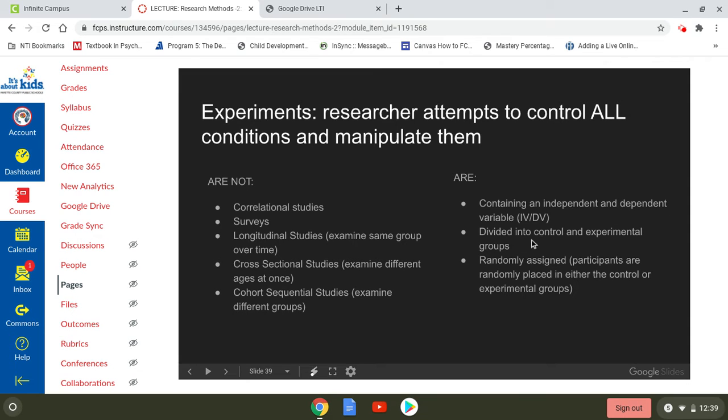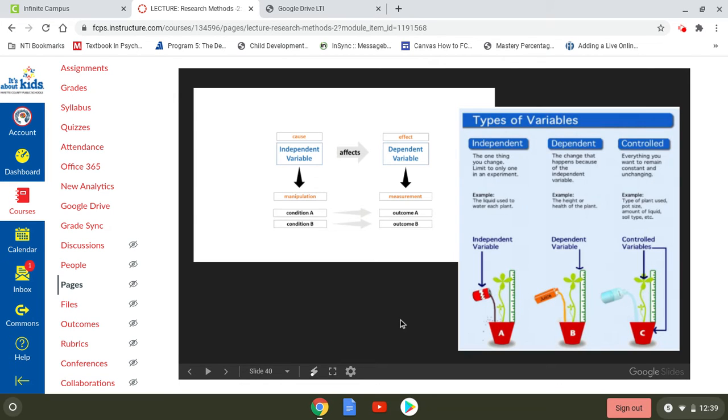We divide and control our population into control and experimental groups. And then we have to use random assignment in an experiment. That's where we randomly place people either in the control or the experimental group. So we're going to go ahead and talk about some of those terms.